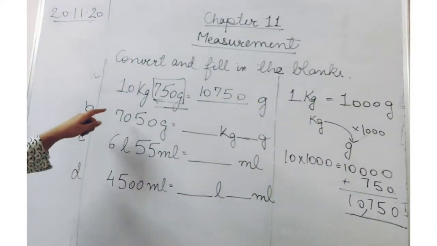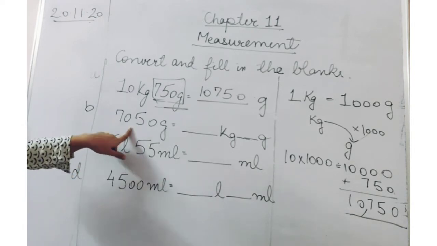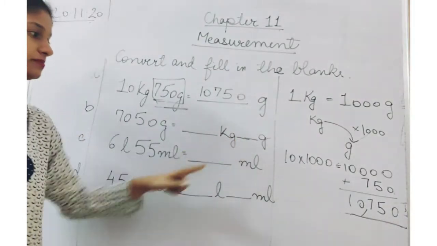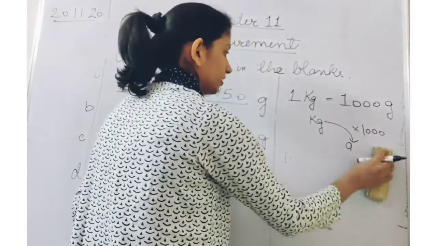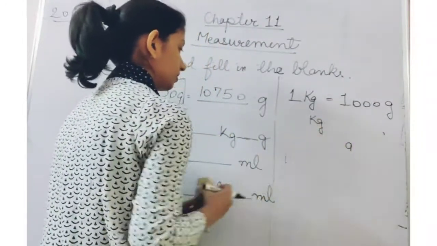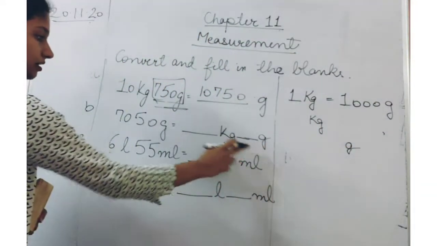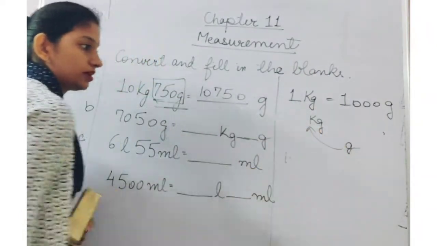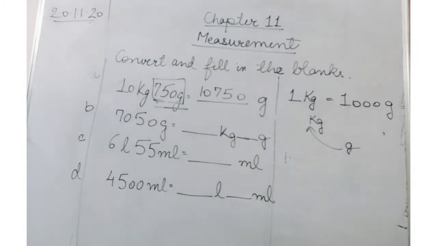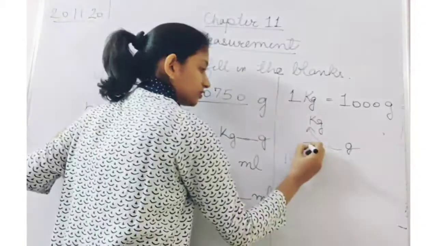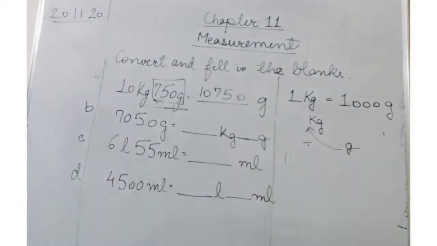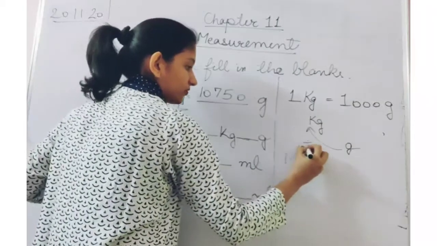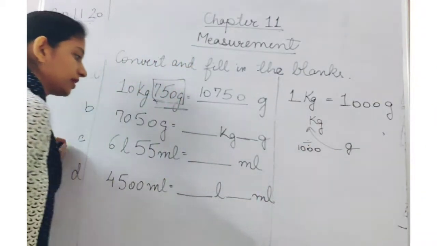Now you can do it orally also. The next one is 7,050 grams being converted into kilograms and grams. Now you're going from gram to kilogram, that is from a smaller unit to a bigger unit. We are going up, so we will divide. Whenever we are going from a smaller unit to a bigger unit, we will divide by 1000. Why? Because 1 kg equals 1000 grams.